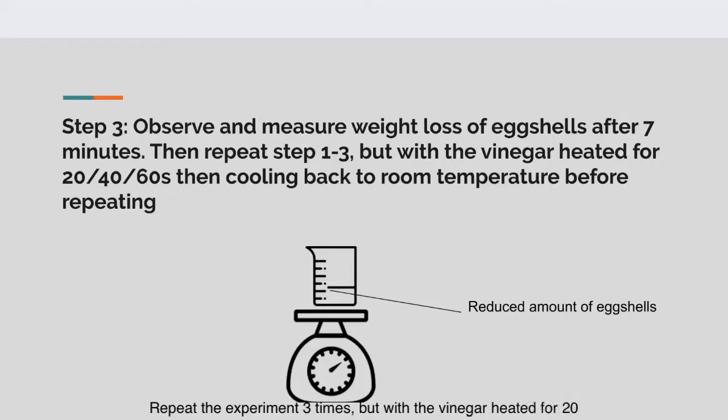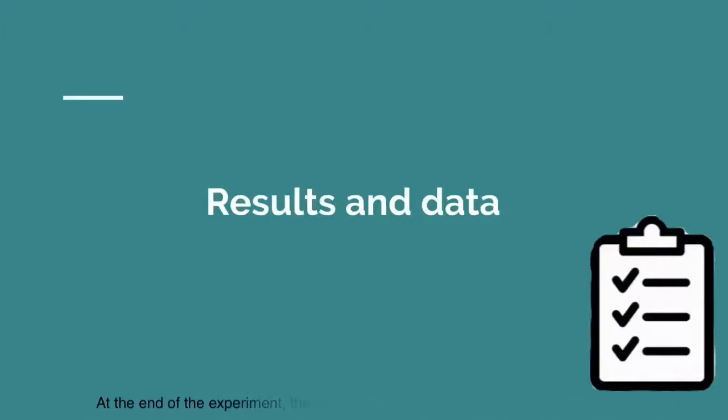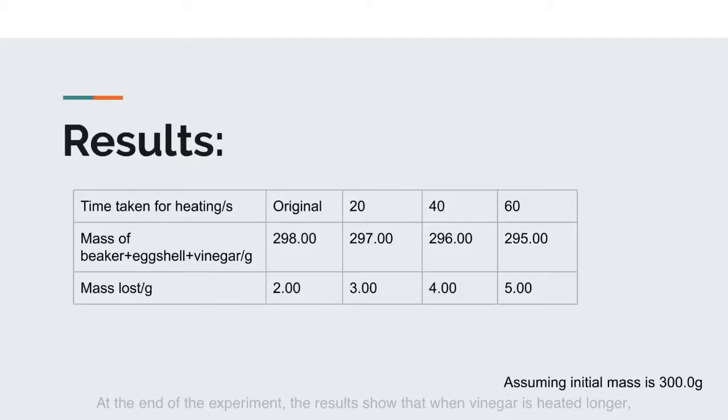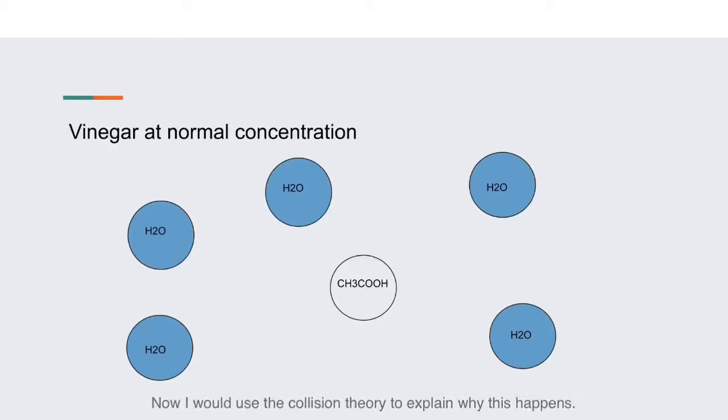Repeat the experiment 3 times, but with the vinegar heated for 20, then 40, then 60 seconds before cooling the vinegar to room temperature before proceeding with the experiment. At the end of the experiment, the results show that when vinegar is heated longer, the rate of dissolving eggshells is faster, which proves the hypothesis that a higher concentration of vinegar will dissolve eggshells faster. Now I would use collision theory to explain why this happens.